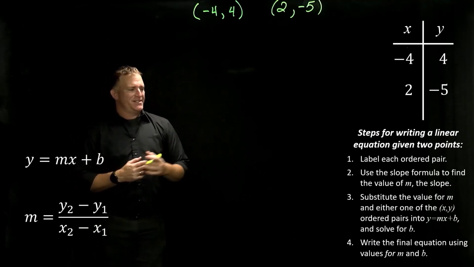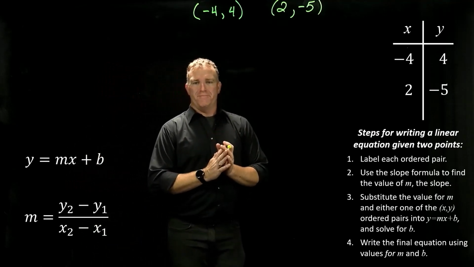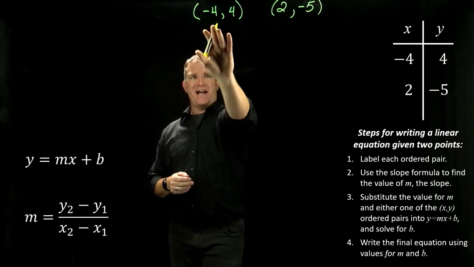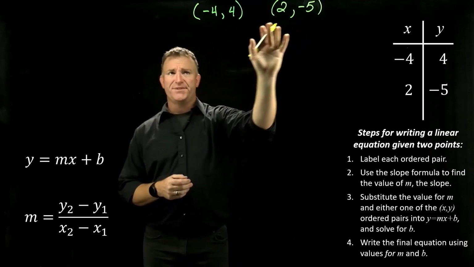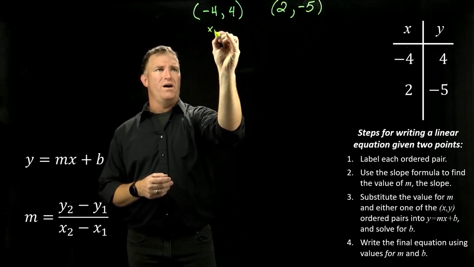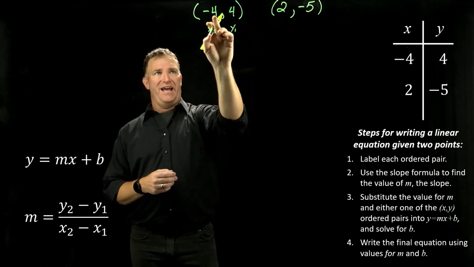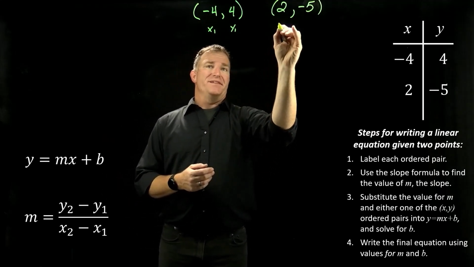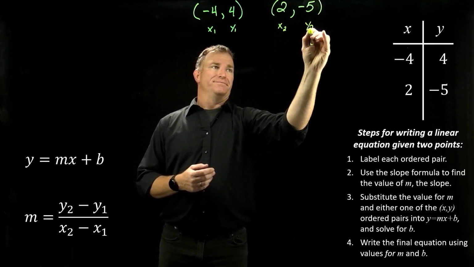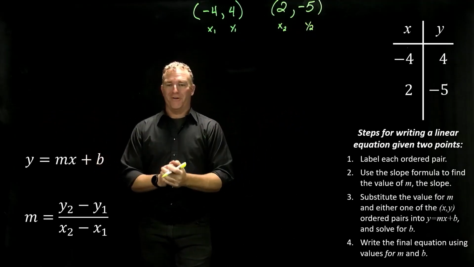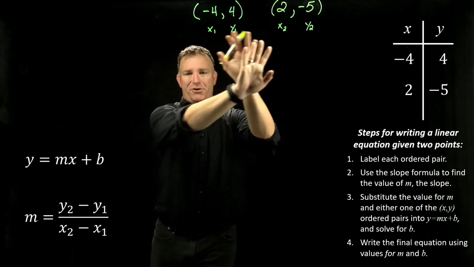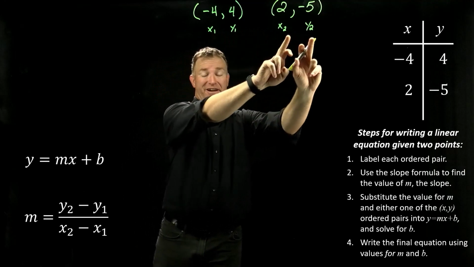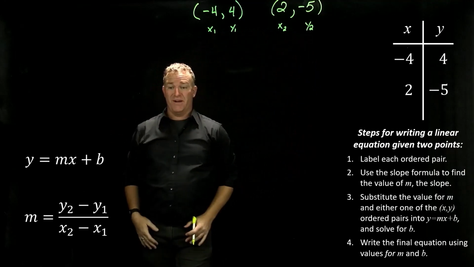The first one, step 1, is just to label each ordered pair. So if we have our ordered pairs up here, we know they're x and y, but there are 2 of them. So I'm going to label this one x1, y1. My x1 value is -4, my y1 value is 4. I'll label this one x2, y2. Now, before you ask, let me answer it. It does not matter which one is x1, which one is x2, as long as the 1s are together and the 2s are together. You can switch those around if you want.